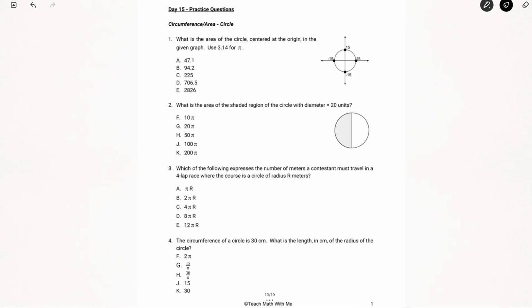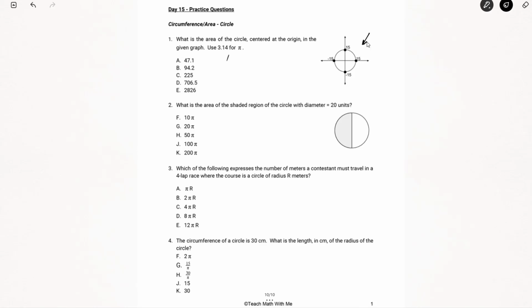Now we'll take a look at the practice questions for circumference and area of a circle. The first question says, what is the area of the circle centered at the origin in the given graph? And it tells us to use 3.14 for pi. So we are going to plug that value in. So we'll look at our graph to give us some information.